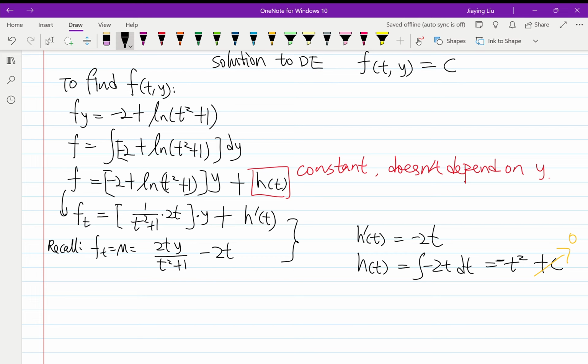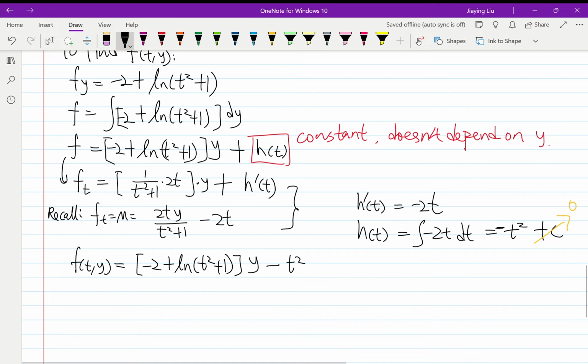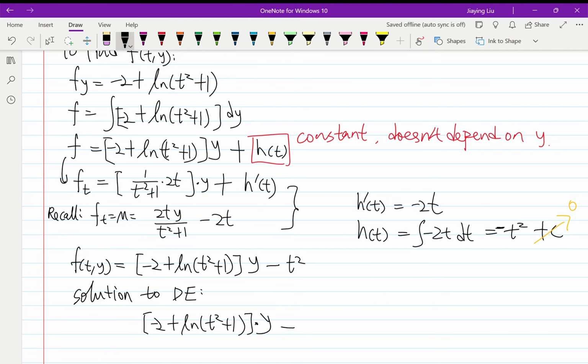So let's put all this together to write down the function. F of t, y is going to equal (-2 plus natural log of (t squared plus 1)) times y, and then minus t squared. We don't need the c. And then the solution to the differential equation is going to be (negative 2 plus natural log of (t squared plus 1)) times y, that's a product, minus t squared equals constant c.